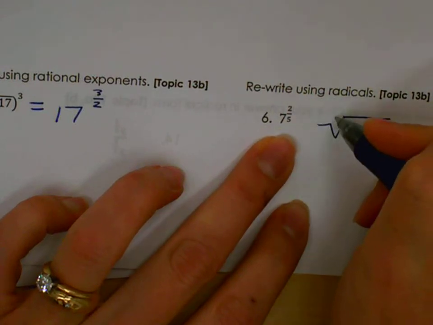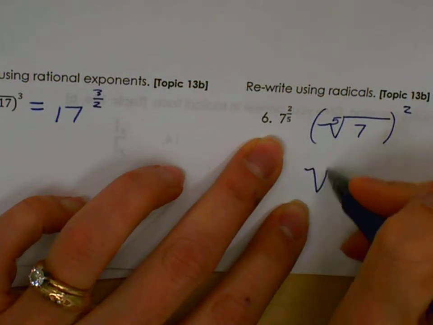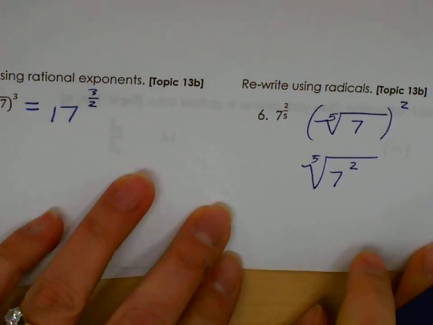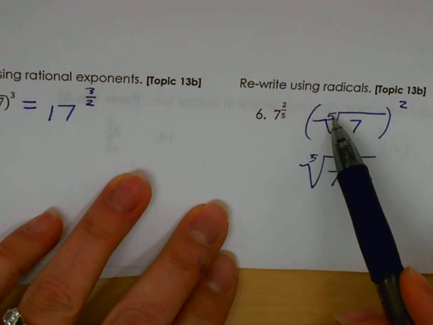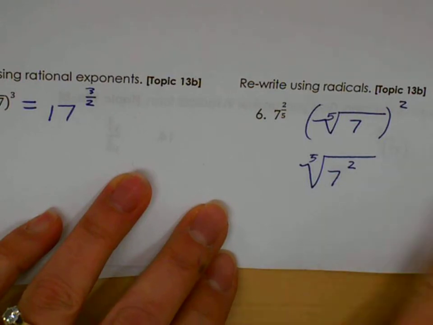So I've got a 5 here, and I can either write it like this in parentheses, squared, or I could have it be 7 squared in there. It really depends on what kind of problem you're doing. So either one of these works. These are both the same. So they both have the 5 here, and you can either put the squared outside in parentheses, or you can put it under the radical.